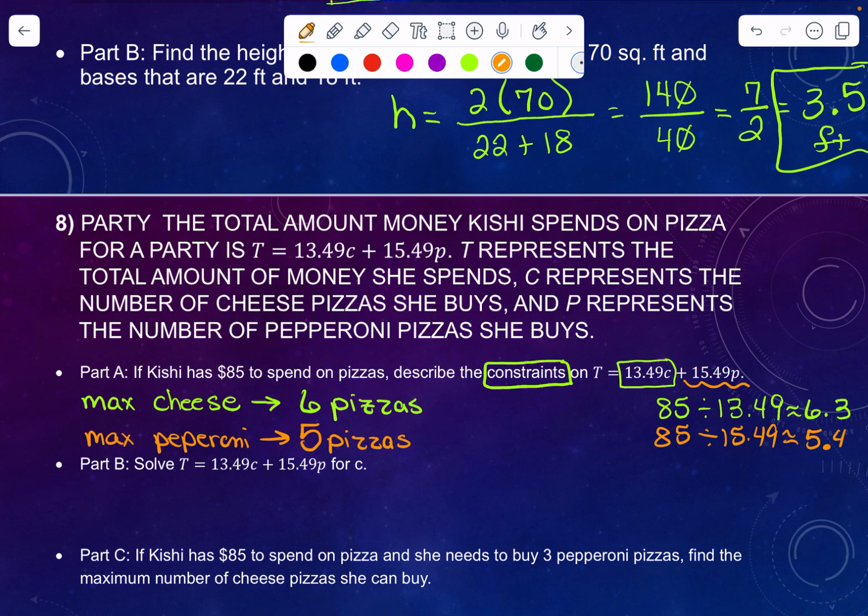Okay, then the last question is, what would be the minimum of both? What would be the minimum number of pizzas that I could buy? And the answer would be 0 pizzas. I can't go negative because negative actually gives me a value that we can't buy, a negative number of pizzas. So the minimum of both pizzas would be 0 pizzas.